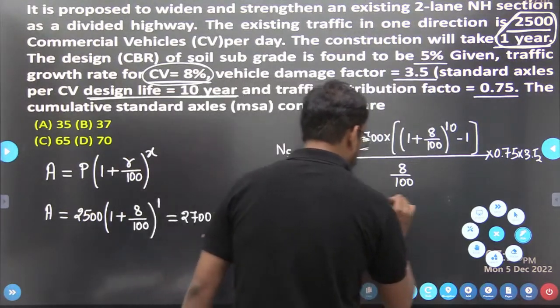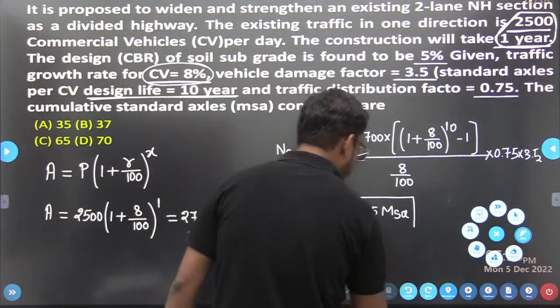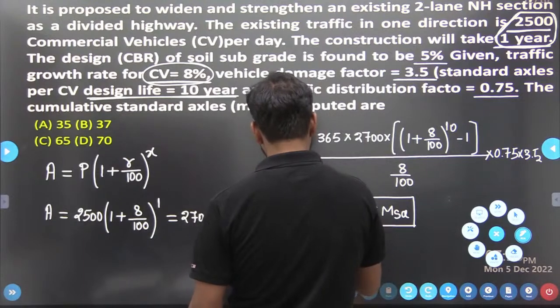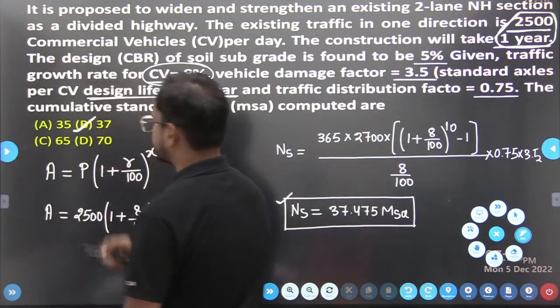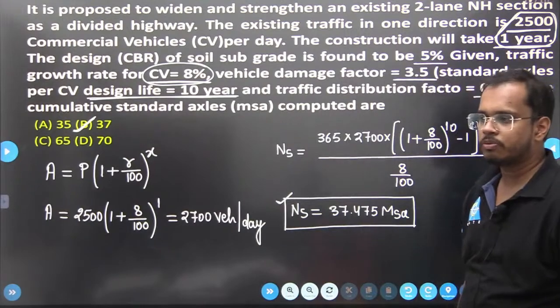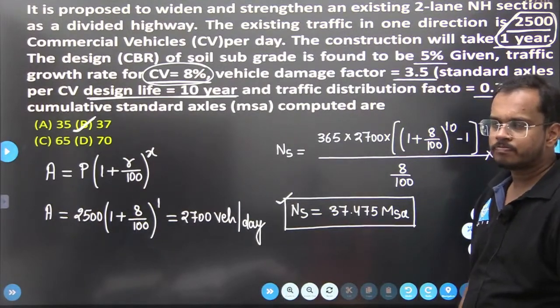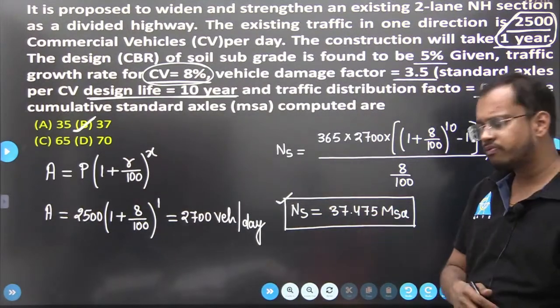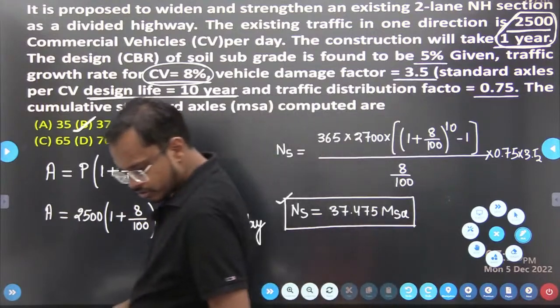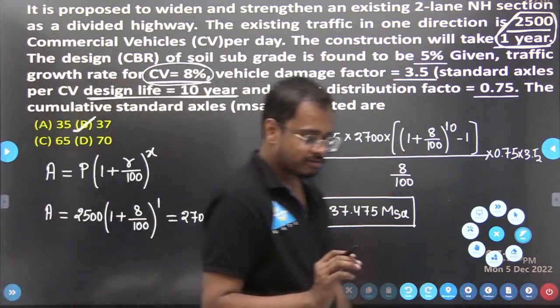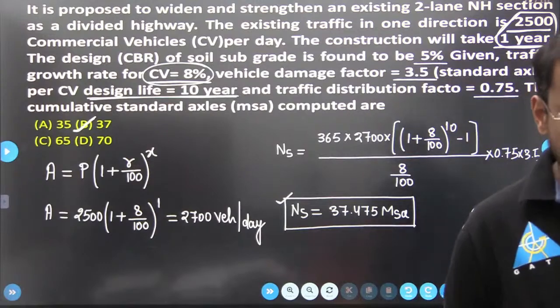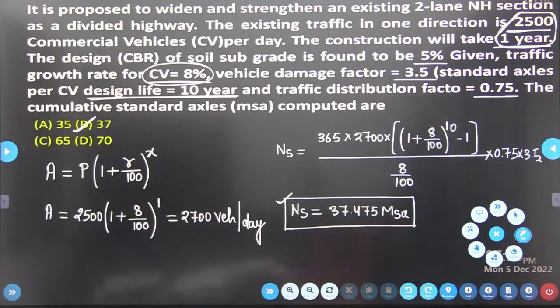So NS is equal to 37.475 million standard axle. That means option B is correct. Clear? So in this way we can solve all the problems. Clear to all of you? This is a previous year GATE problem. I think it is sufficient for today's class.